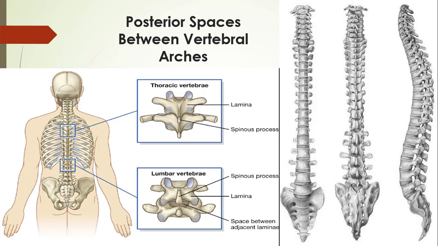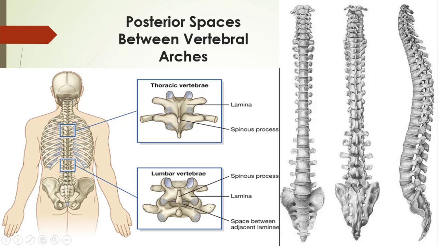Lastly, the posterior spaces between vertebral arches. Now, in most regions of the vertebral column, as you can see, the laminae and spinous processes of adjacent vertebrae overlap to form a reasonably complete bony dorsal wall. Here's the complete bony dorsal wall for the vertebral canal.